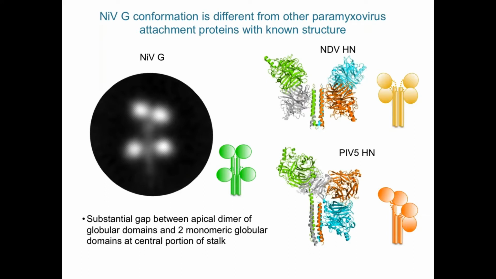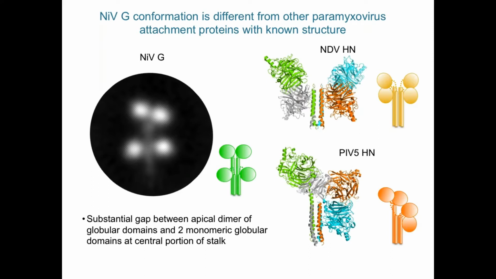From this, it can be seen that the structure of Nipah-G is different from structures of the attachment proteins from other paramyxoviruses that have been previously solved. There is a substantial separation between the apical dimer of globular domains and those bound to the stalk. Also, there is a gap between those at the mid portion of the stalk, meaning that they are monomeric, while those of Newcastle disease virus and parainfluenza virus 5 all form dimers.